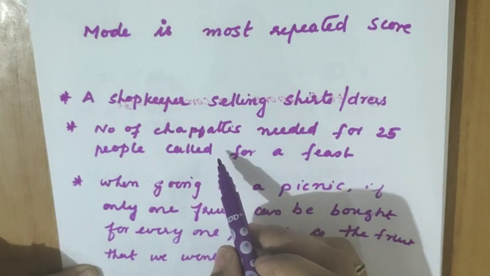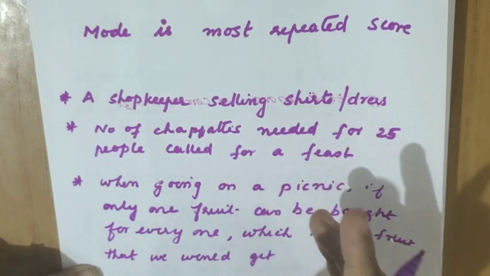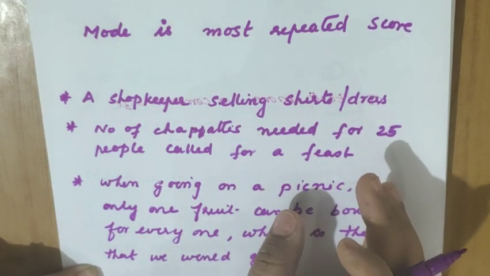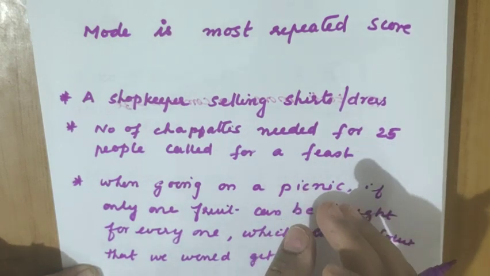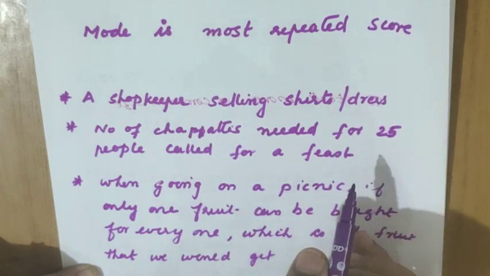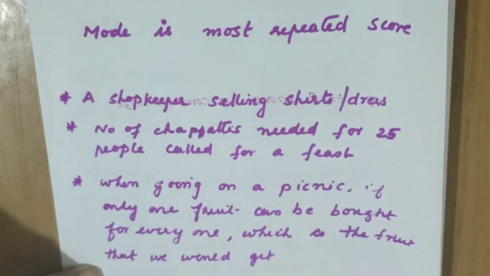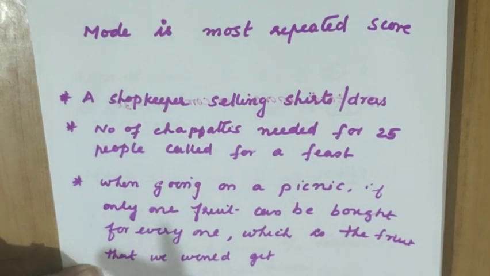Now another example: number of chapatis needed for 25 people called for a feast. We are organizing a function with 25 people and we want to make the chapatis. We usually think that each person will have 2 chapatis, right? Based on that we will prepare. We will not think that they will eat 7 or 8 chapatis. So the common idea is that each person will have 2 chapatis. Mode is the most repeated score there, so we are going for mode.